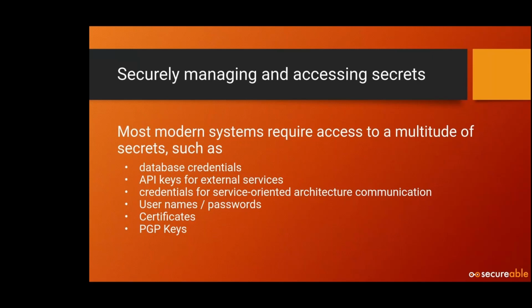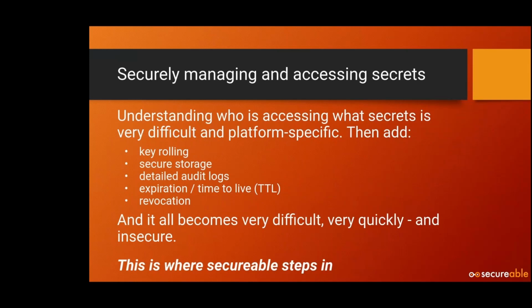So how can we do that? Understanding who's got access to which secrets is very difficult. If your developers need AWS keys to access some data held up there, how do they get those keys? Where do they store those keys, etc.? So it's very, very difficult to track this and follow this. And this is where we've hopefully got SECURABLE kicking in or stepping in for this.